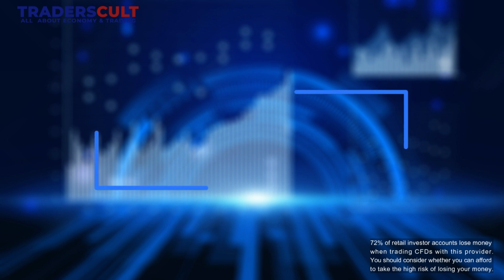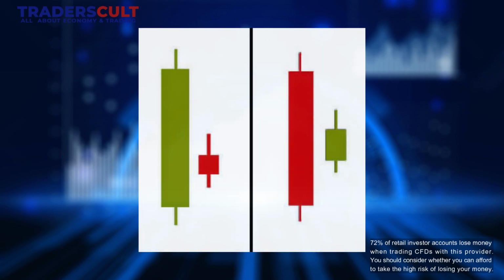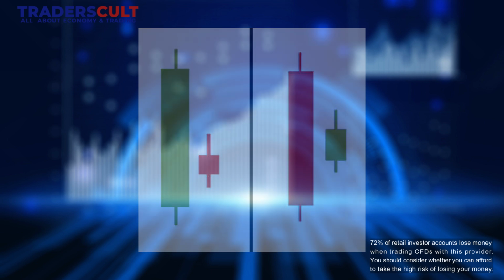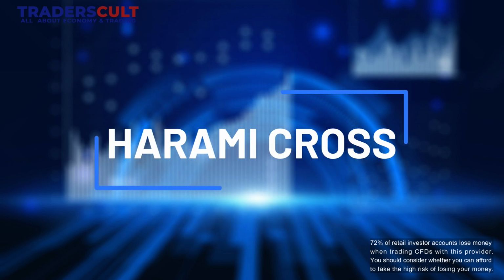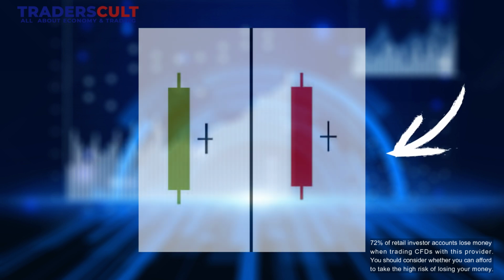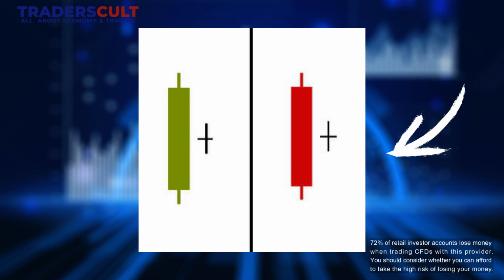Harami. Harami, interpreted as either a bullish or bearish pattern, is bearish when following an uptrend. It involves a long bullish candle, succeeded by a bearish candle with a very small body, contained within the previous candle. Bullish harami follows a downtrend, featuring a long bearish candle, followed by a smaller bullish one within the first's range.